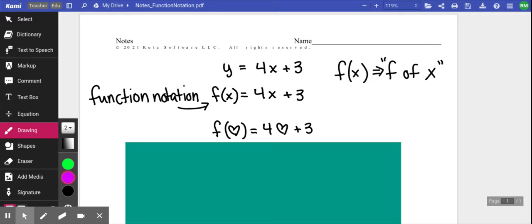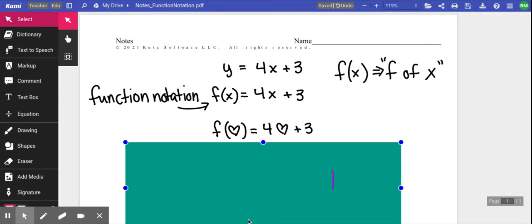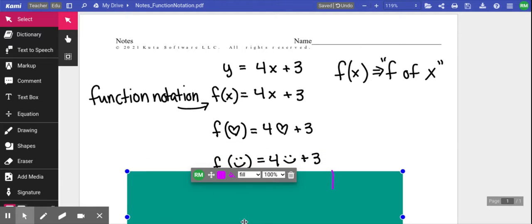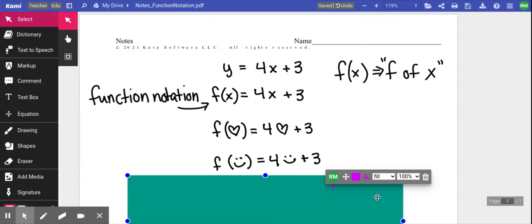Okay, let's look at another one. Oh, I'm on the writing tool. Okay. Oh no, I don't think I can erase it yet. Okay. I'll move it down. Okay, there. Another one.